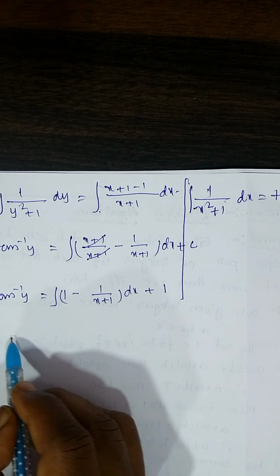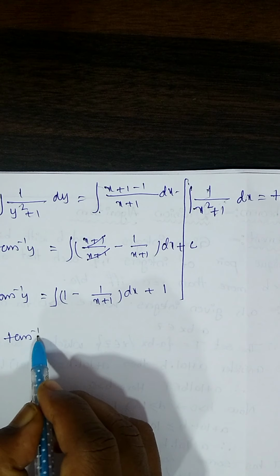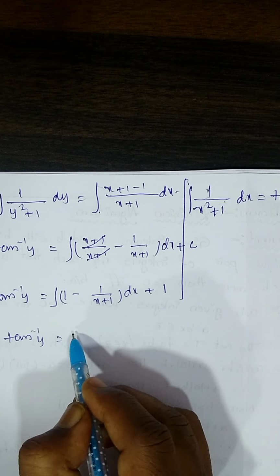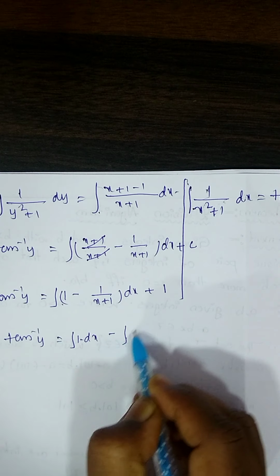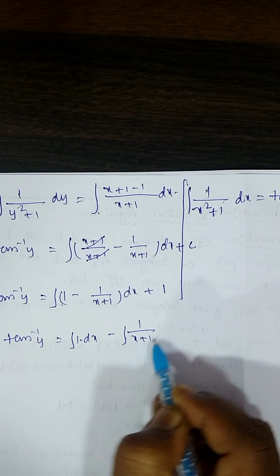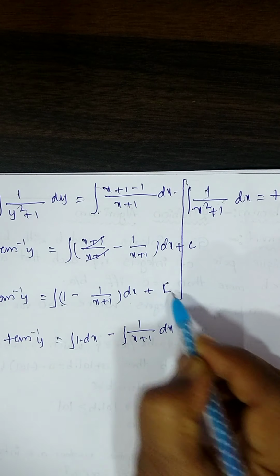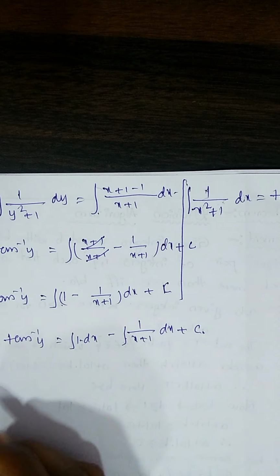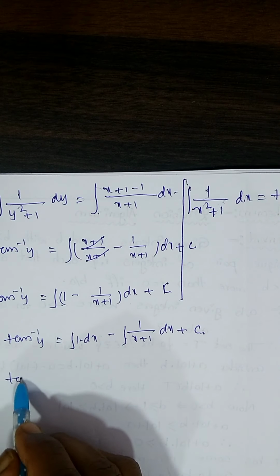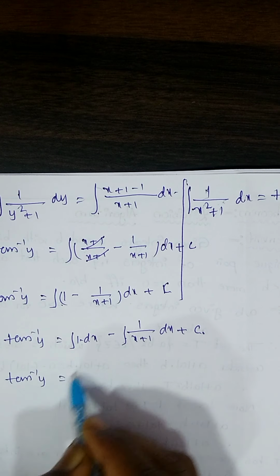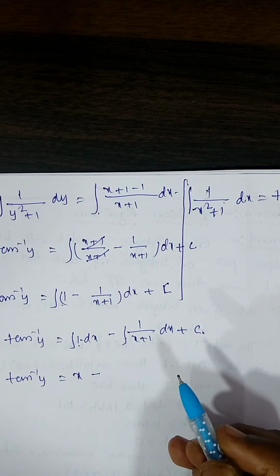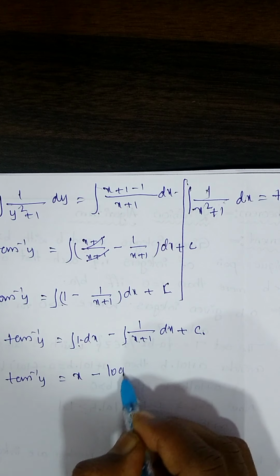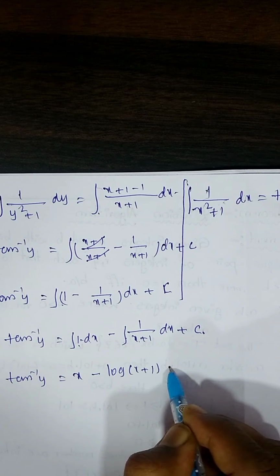That implies tan inverse y equal to integration of 1 into dx minus integration of 1 by (x plus 1) dx, plus c. That implies we can write tan inverse y equal to x, the integration of 1 into dx, minus log of (x plus 1), the integration of 1 by (x plus 1), plus c.